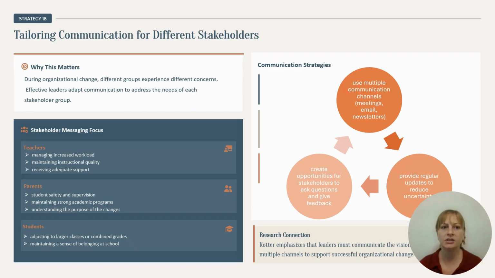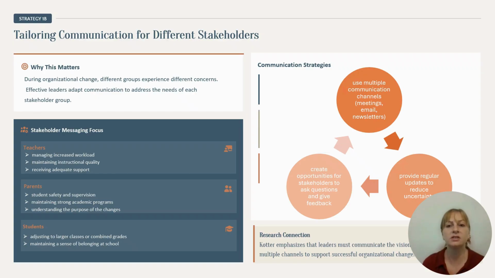During organizational change, different stakeholder groups often experience transition in different ways. Because of this, leaders must adapt communication to address the needs and concerns of each group. Teachers, for example, may be concerned about increased workload and maintaining instructional quality in larger classes. Communication with teachers should focus on available supports, collaboration opportunities, and strategies that will help them adapt to the new structure. Parents may be more concerned about student safety and the quality of academic programs. Leaders should clearly explain how these priorities will continue to be protected, even as organizational changes are implemented.